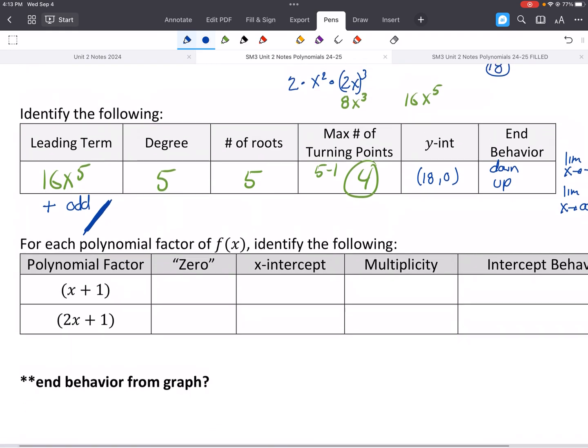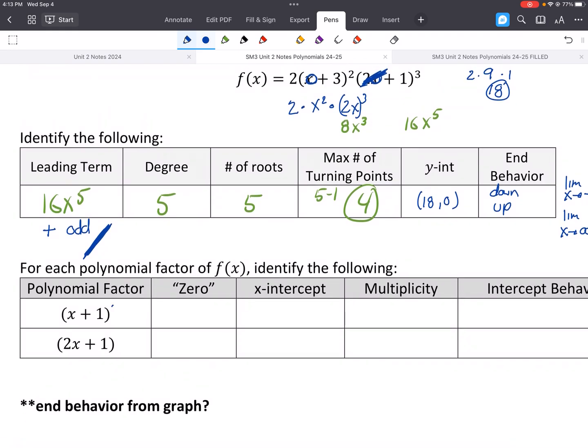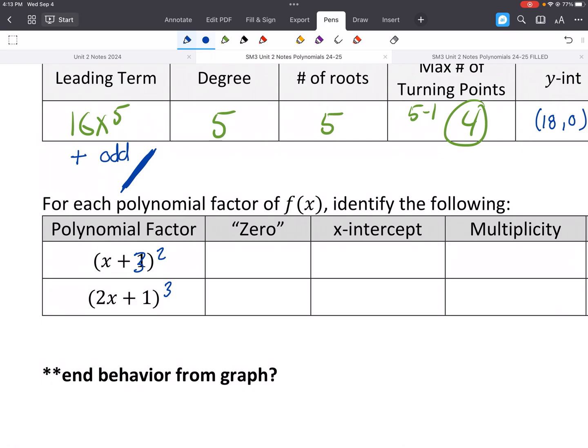The zeros, again, watch out for the exponents. Oh, I think I messed this up here. Oh, yeah, I messed this up. This is supposed to be a 3. So this one's a squared term, and this is a cubed term. So our zeros would give us -3 and -1/2. X-intercepts would be -3, comma 0 and -1/2, comma 0. Multiplicity is 2 and 3.